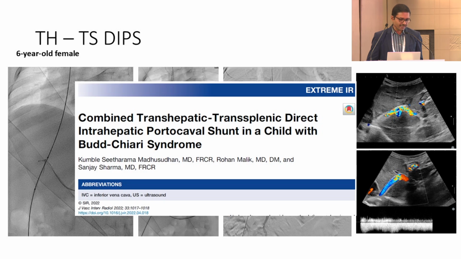So what we did was directly puncture the right hepatic vein and the IVC in one go, and then passed a wire, and then we took the transsplenic route to get into the portal vein, and then we dilated the tract, and deployed a stent using the transsplenic route. So through the transsplenic route, we dilated the tract, and finally deployed the stent across. So this was one case where we could do everything despite the obstruction of all these veins.